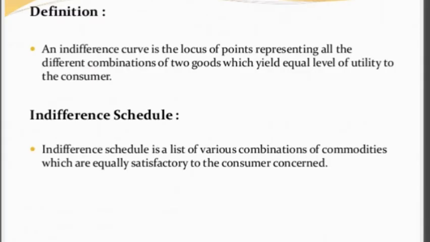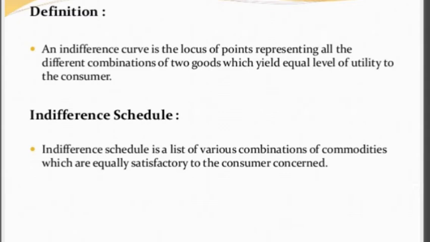Next, we can define what an indifference curve is. An indifference curve is the locus of the points representing all the different combinations of two goods which yield an equal level of utility to the consumer. So, this curve joins the points of all the different combinations of the two goods which yield an equal level of satisfaction to the consumer.